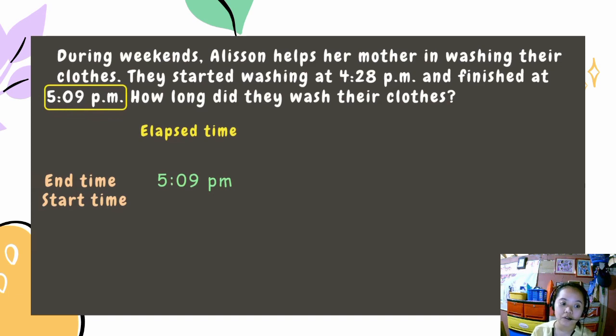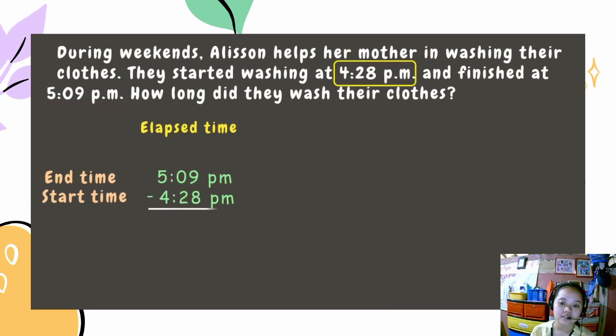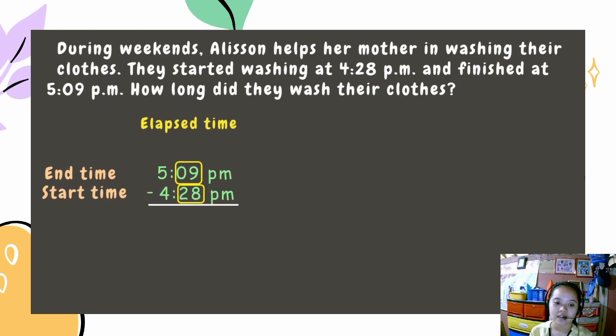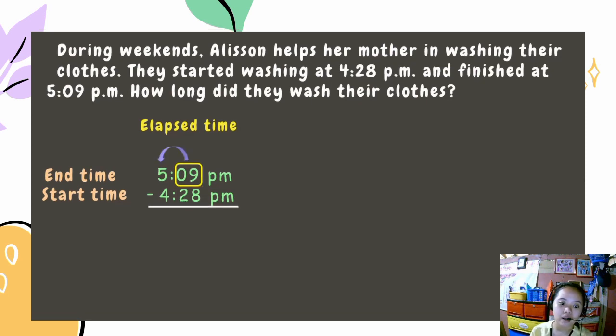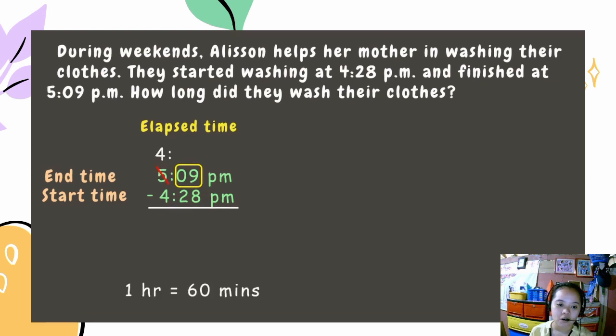All we have to do is find the end time. The end time here is 5:09 p.m. and the start time here is 4:28 p.m. So method number 2, all we have to do is subtract it. Since the minutes in the end time are smaller than the minutes in the start time, we have to borrow an hour from 5. Again, 1 hour is equal to 60 minutes.